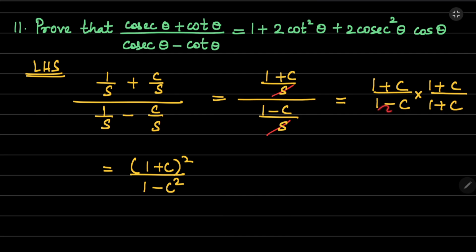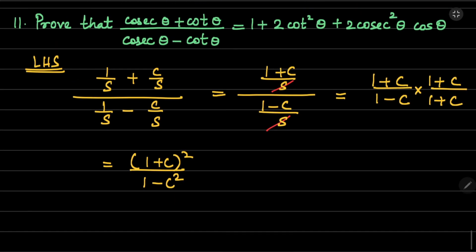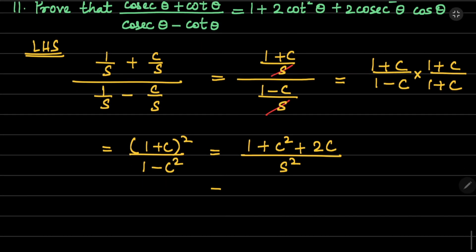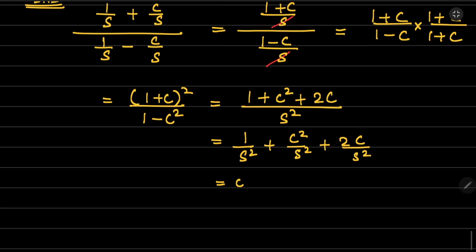I'm just telling it fast because I hope you know it. I'm just squaring it, and in the denominator I'm applying (a plus b) into (a minus b), which is a square minus b square. Now let me expand it and write. This is nothing but 1 plus cos square plus 2 cos theta divided by, what is 1 minus cos square? It is sine square, isn't it? Now just split it up. So you have 1 by sine square plus cos square by sine square plus 2 cos by sine square is what you have.